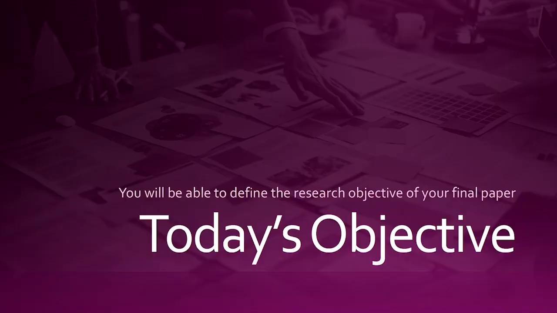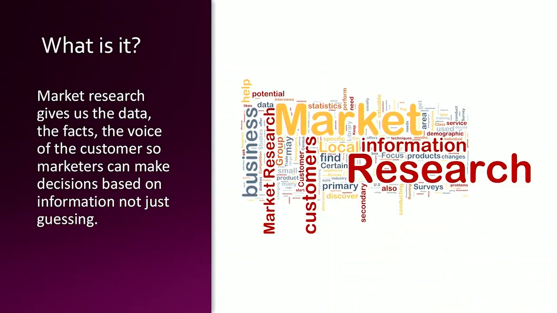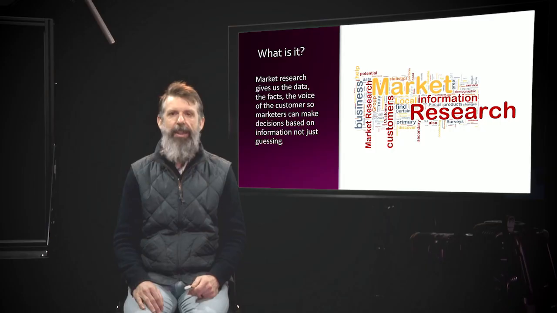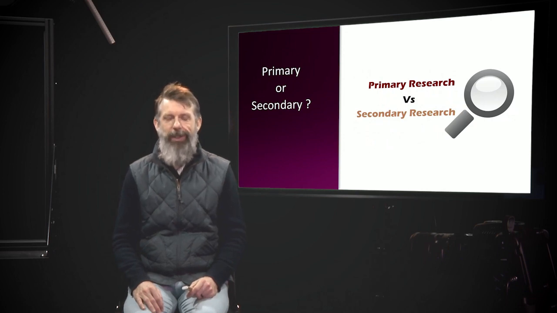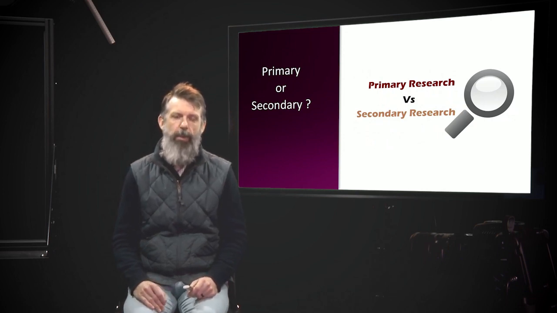All right, so today's objective, you will be able to define the research objective of your final paper. Okay, let's get going. So what is market research? Market research gives us the data, the facts, the voice of the customer, so marketers can make decisions based on information, not just guessing. So one of the things we want to think about in market research is not only what types of market research there are, but we really want to think about getting both sides.